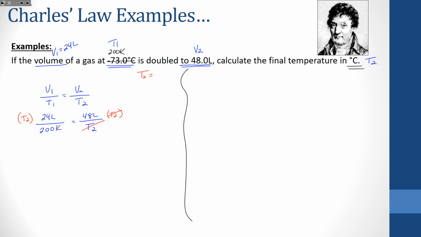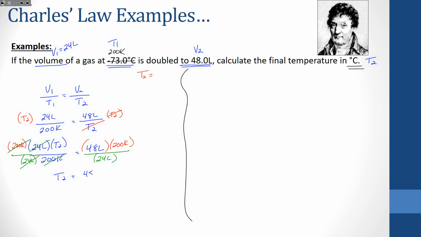So what ends up happening is this. You'll end up with 24 liters times T2 over 200 Kelvin equals 48 liters. And now at this point, we're going to rearrange, because T2 is now on the numerator. T2 is equal to something. So we're going to get rid of the 200 by multiplying both sides by 200 Kelvin. And I'm going to do the 24 at the same time. I'm going to divide both sides by 24 liters so that the 24 liters cancel, the 200 Kelvins cancel. So what you're left with, if you take out everything that I just canceled, would look like this: 48 liters times 200 Kelvin over 24 liters. So we punch those numbers in, and you should get a temperature of 400 Kelvin.